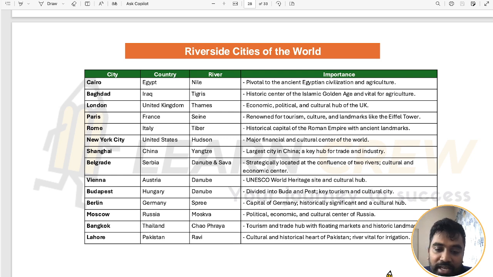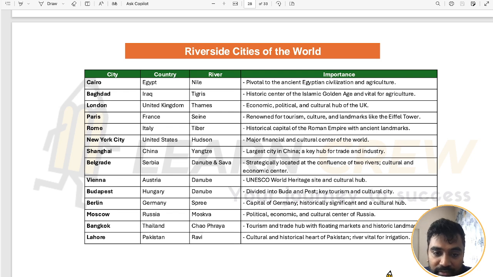Next we have the Sava, or Belgrade. The city name is Belgrade and it is in Serbia. The rivers are the Danube and Sava. This is a crucial cultural and economic gateway in southeastern Europe. It is on the banks of two rivers. When two rivers meet, it is called a confluence of two rivers. It's an economic gateway in southeastern Europe.